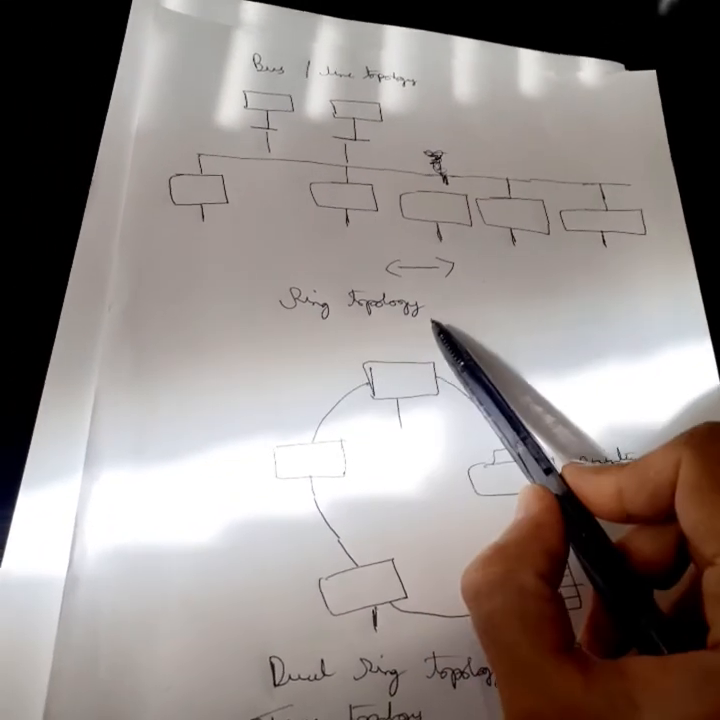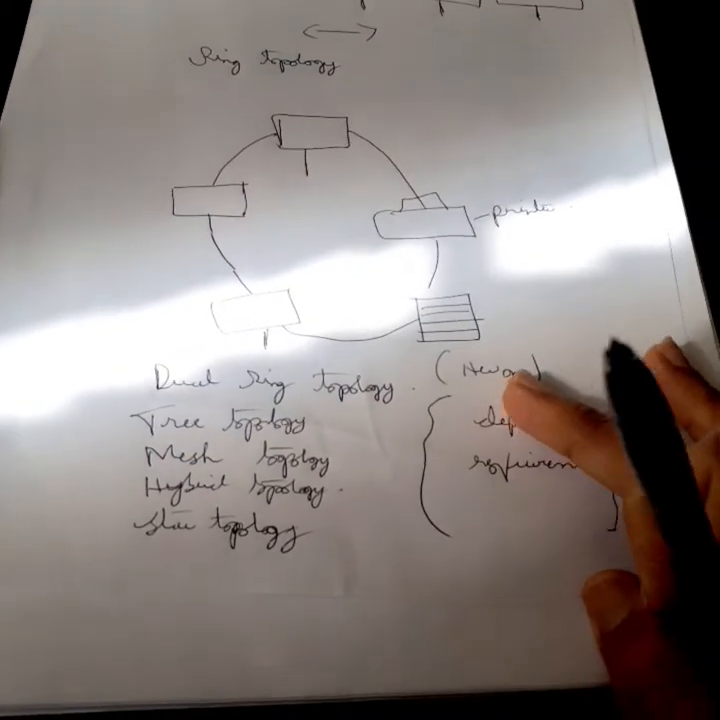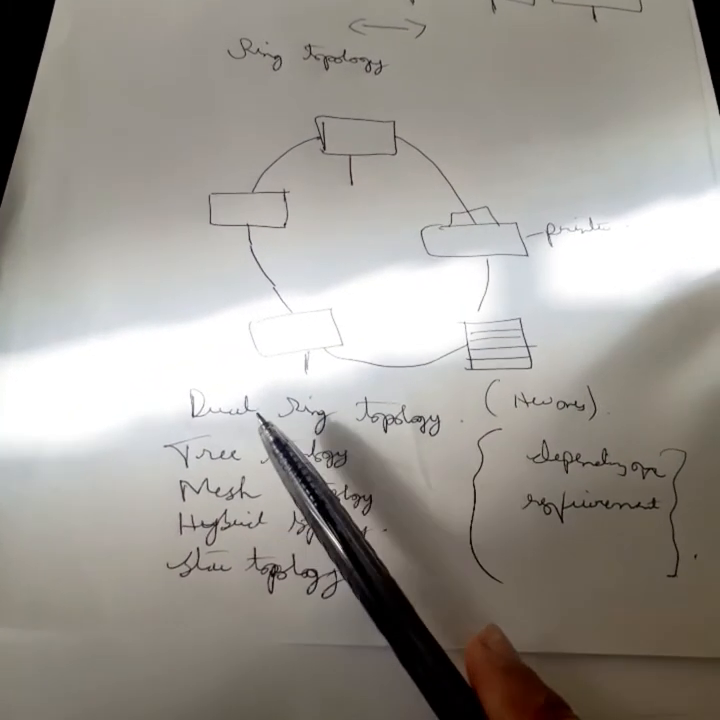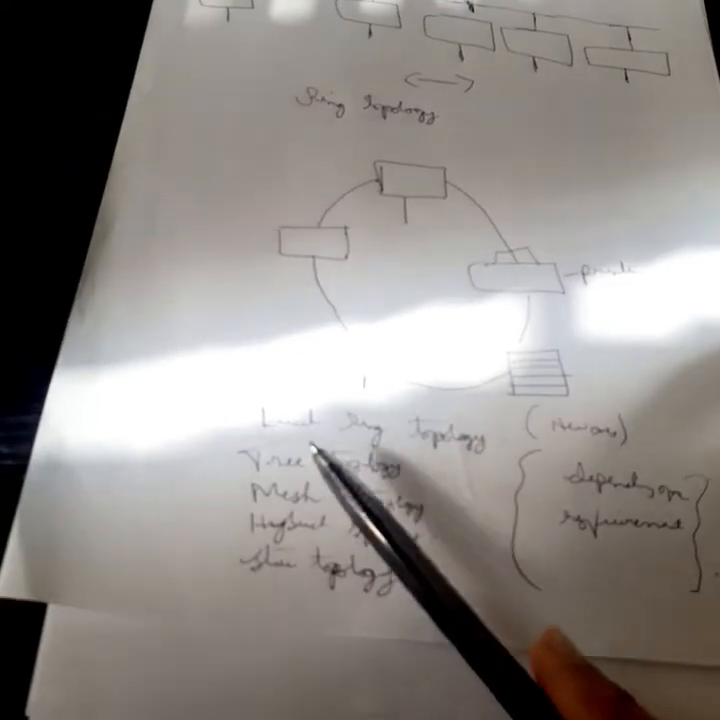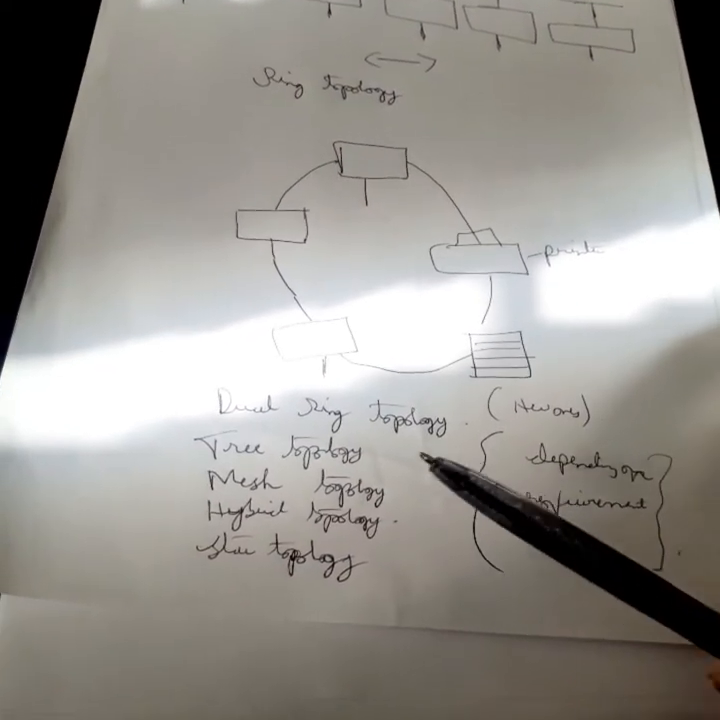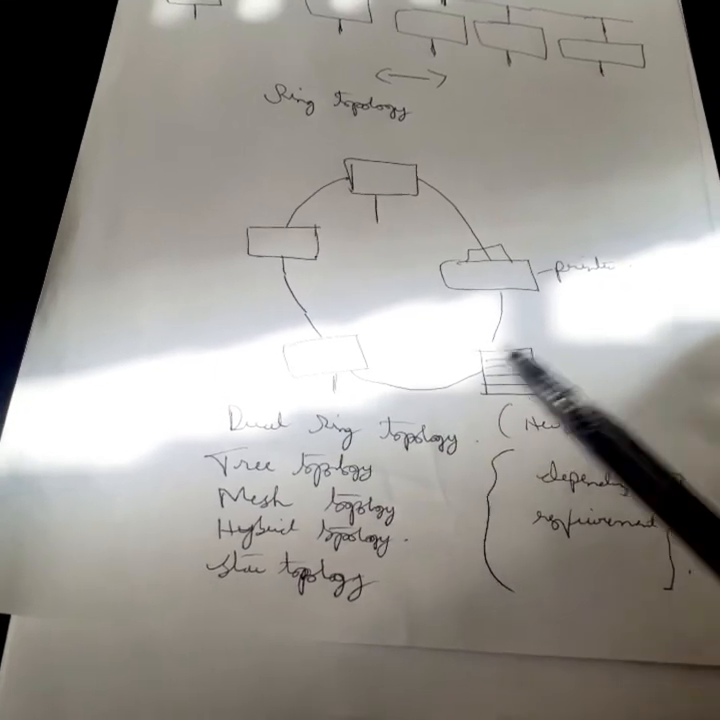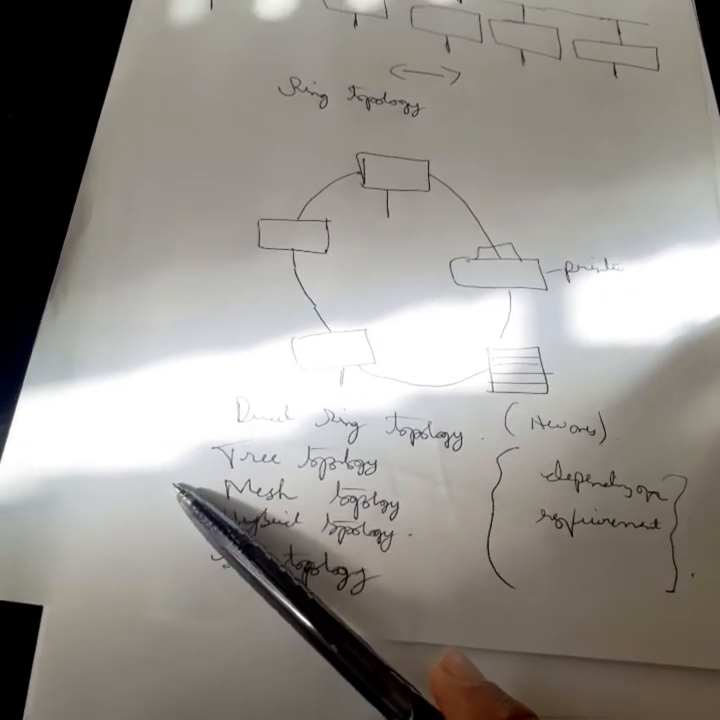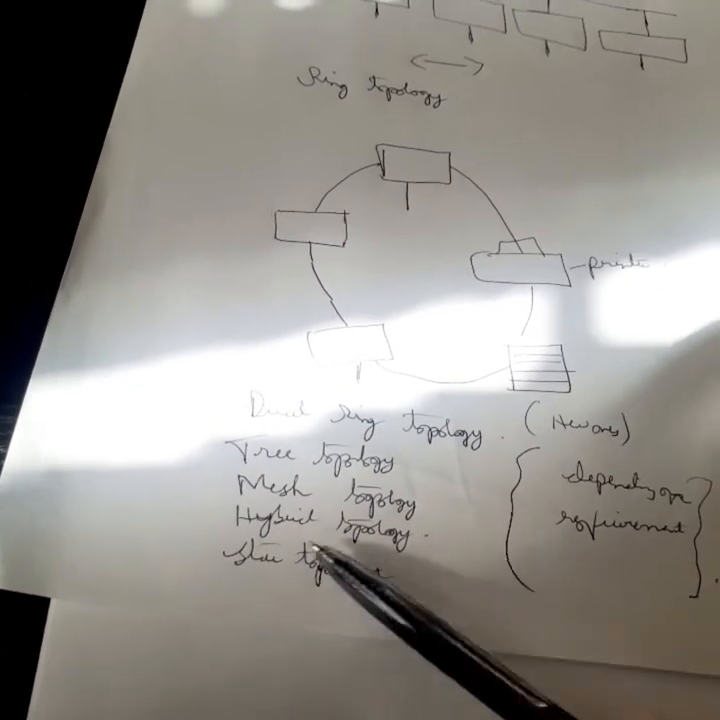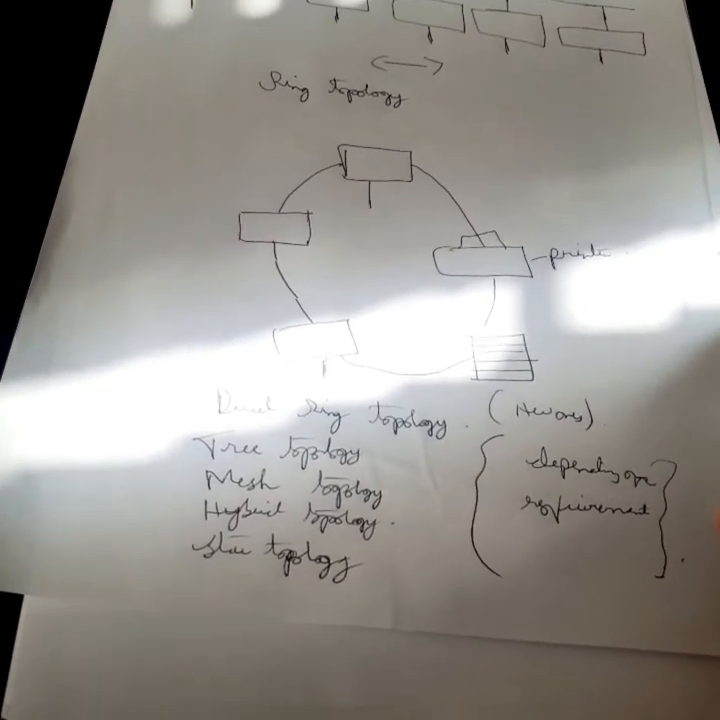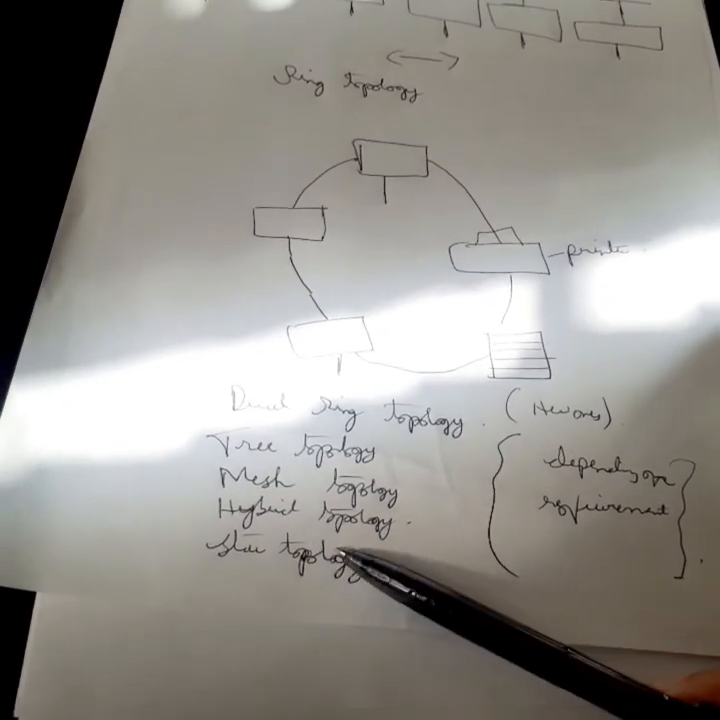And then we have ring topology. Just to give you a brief overview, that's your homework, along with doing IPv4 addressing: what networks you'll be working in. We have dual ring topology, slightly newer ones. We have three topologies, mesh topology, hybrid. There are so many different types of topologies, and star topology.